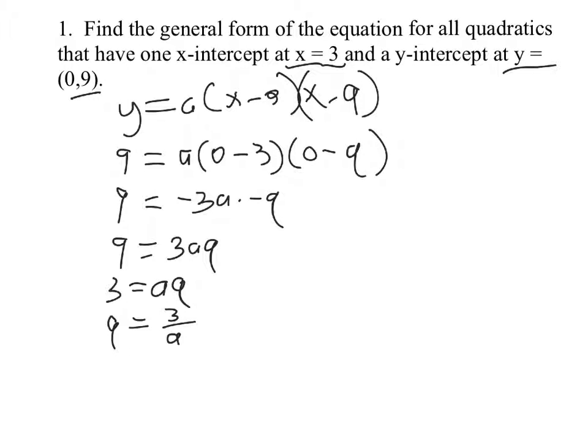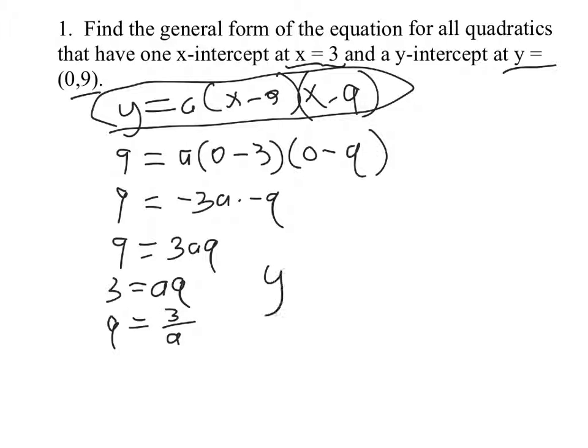And what that means is that we can now go back to this equation and substitute for q, and we end up with y is equal to a times (x minus 3) times (x minus q), which we can now say is equal to 3 over a. And so this is the equation for the family of quadratics that have an x-intercept at x equals 3 and a y-intercept at (0, 9).